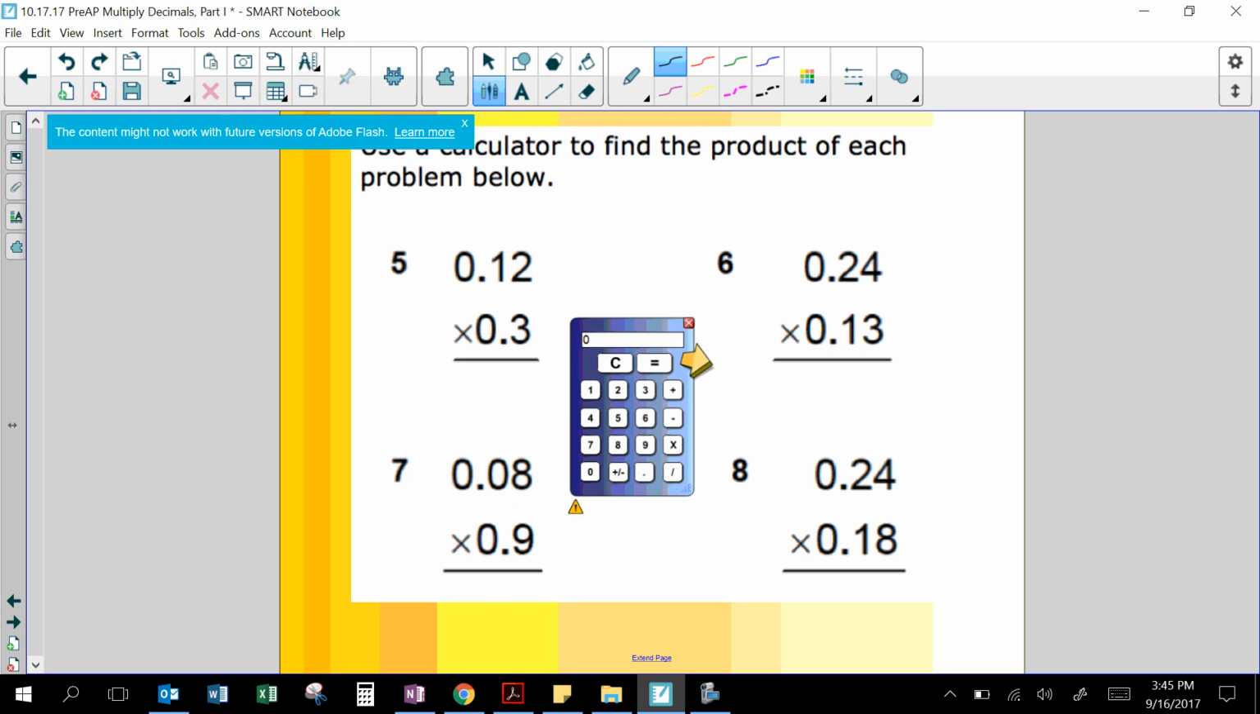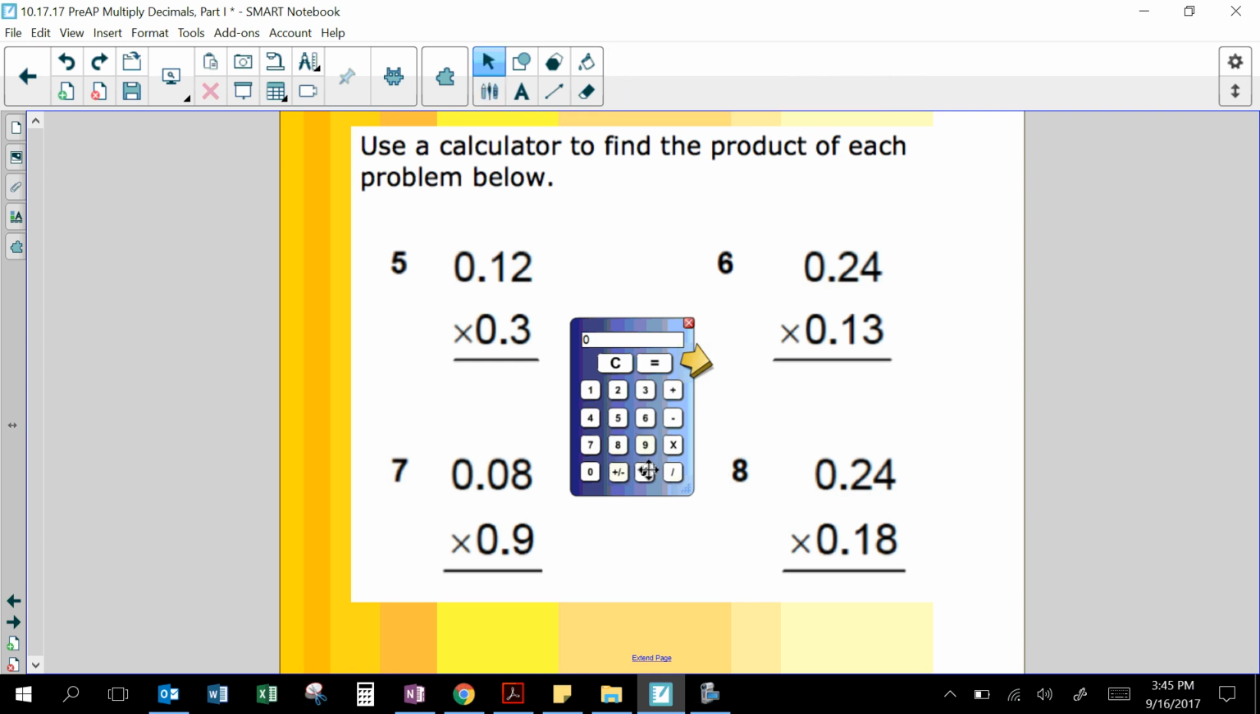Now, using a calculator, find the product of each problem below. If I multiply 12/10 times 3/10, it will equal, oh, that is so weird. I don't know. Clear. I don't think this one will let you. You know what? I don't need a calculator. I can do this without it.